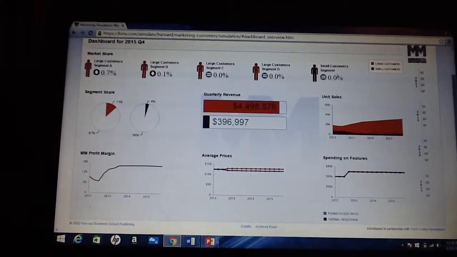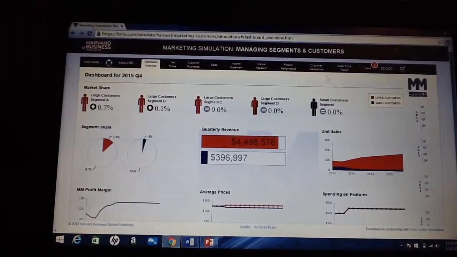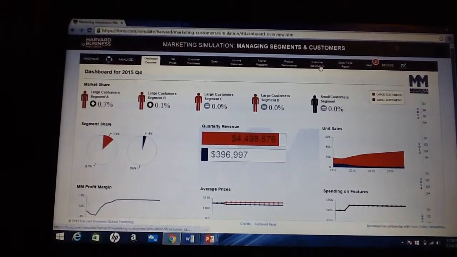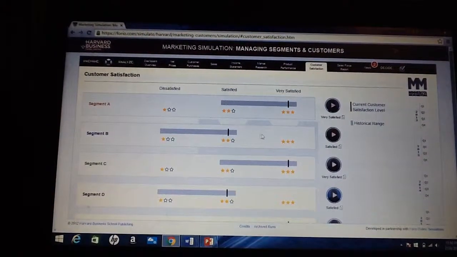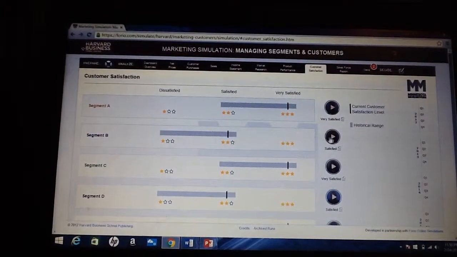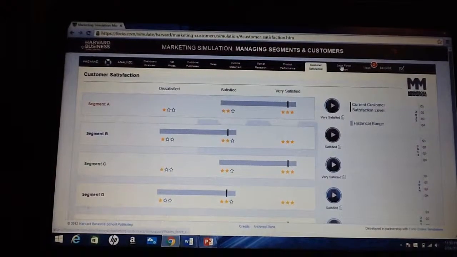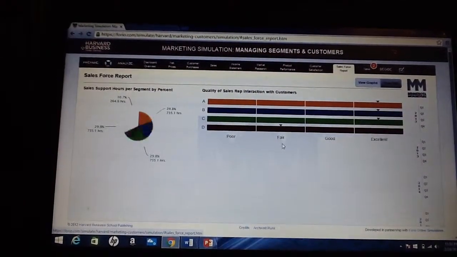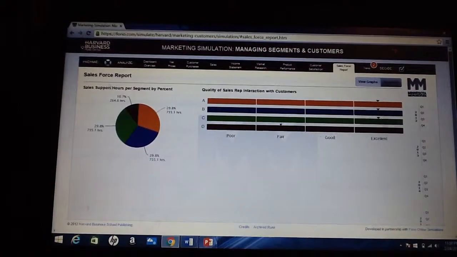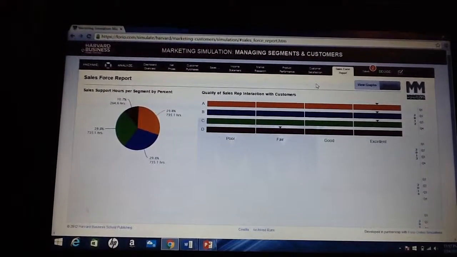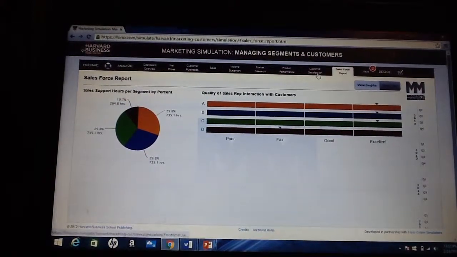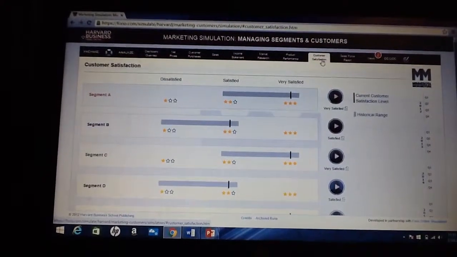And I'll go over that again as I showed you. Here's the customer satisfaction. Sometimes segment B would complain about not having enough time with my sales reps, so I would go to the Salesforce report and increase the percentage of time that I spent with them. And that always ended up making them happy.